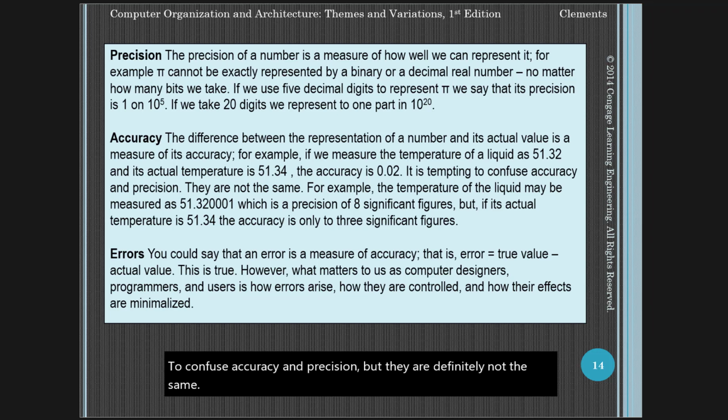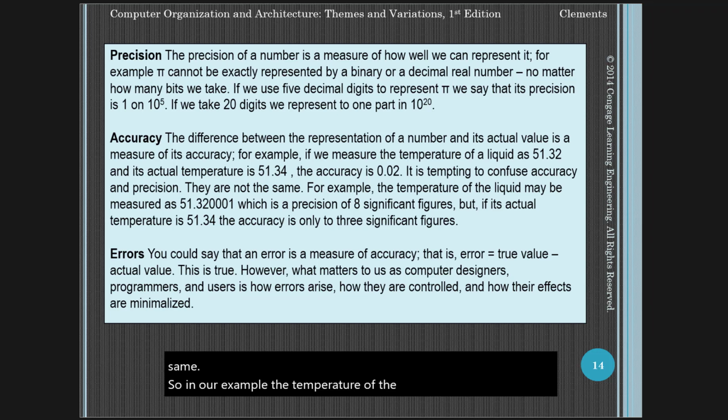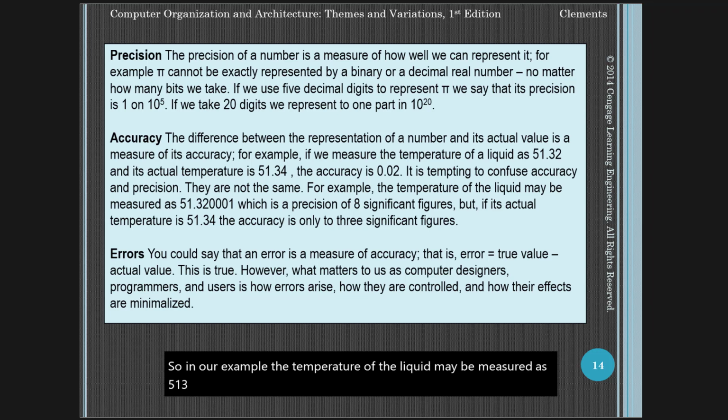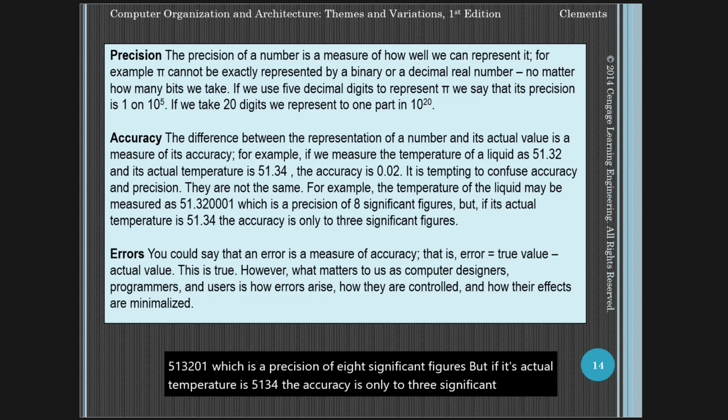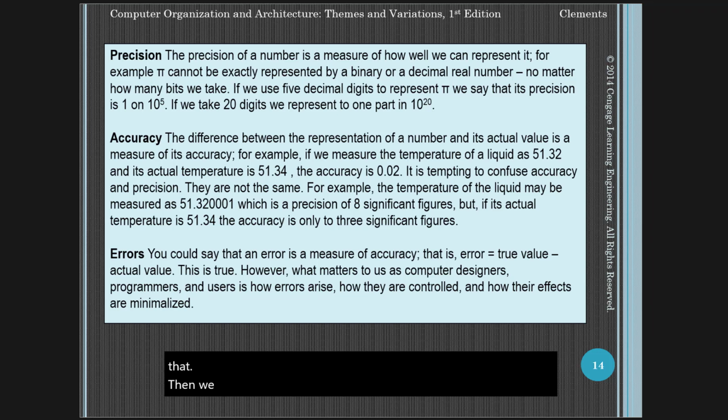So in our example, the temperature of the liquid may be measured as 51.32000001, which is a precision of 8 significant figures. But if its actual temperature is 51.34, the accuracy is only to 3 significant figures. So it's important to understand the difference between precision and accuracy, that they are 2 different things, and how to express that. Then we have errors. An error is really just a measure of accuracy.